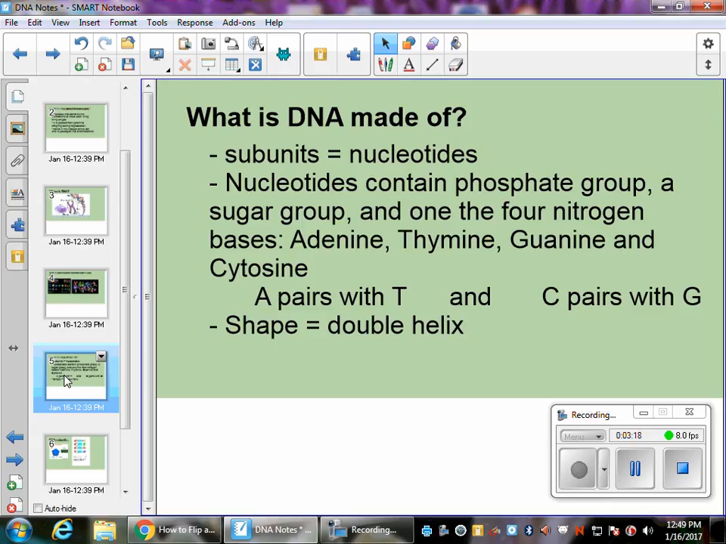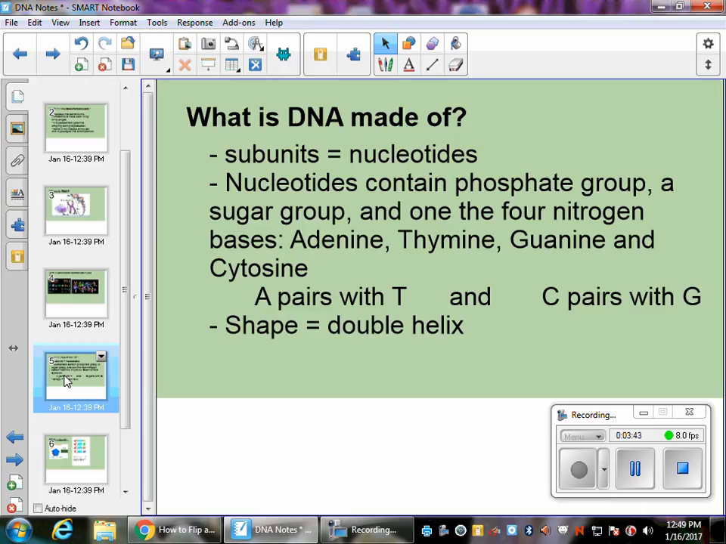So you're going to actually be watching a video after you're done with this, looking at how they figured out the shape of DNA, how they knew it was a double helix, and some of the controversies that were associated with that. It was kind of a big cover-up and people stealing people's information. It was fascinating.